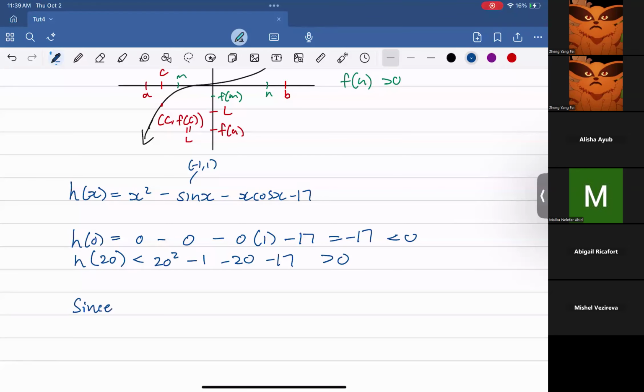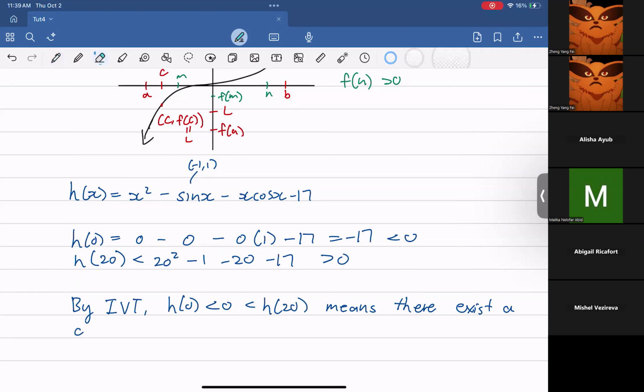since, by the intermediate value theorem, h of 0 is less than 0 is less than h of 20, that means there exists a c in 0 to 20 with h of c equal to 0, i.e. there is a root.